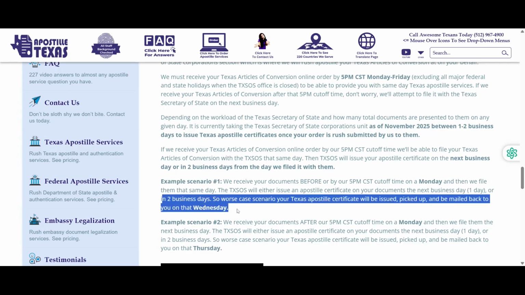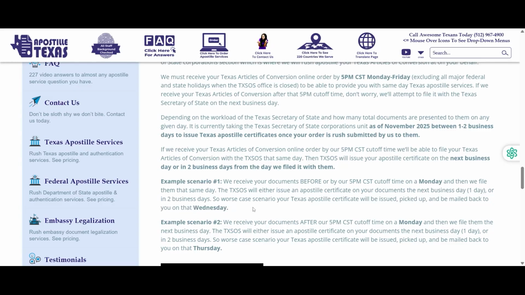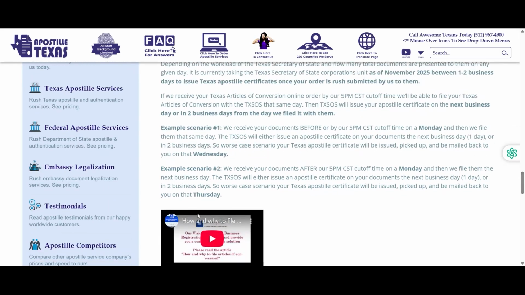So worst case scenario, you're going to get it by Wednesday or Tuesday. So if you file with us on Monday, best case, worst case, if you get it to us by 5 o'clock Central Standard Time, we're going to be able to pick it up and mail it back to you on either Tuesday or Wednesday.